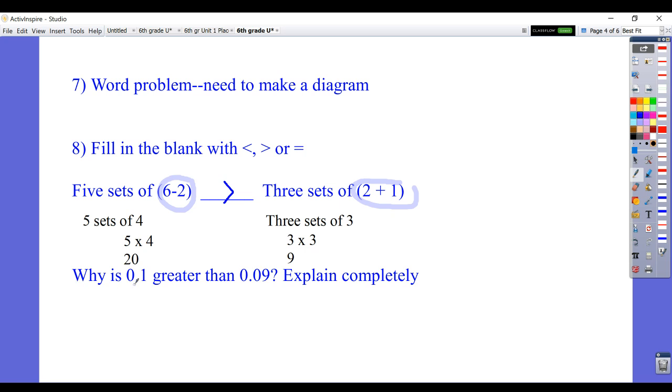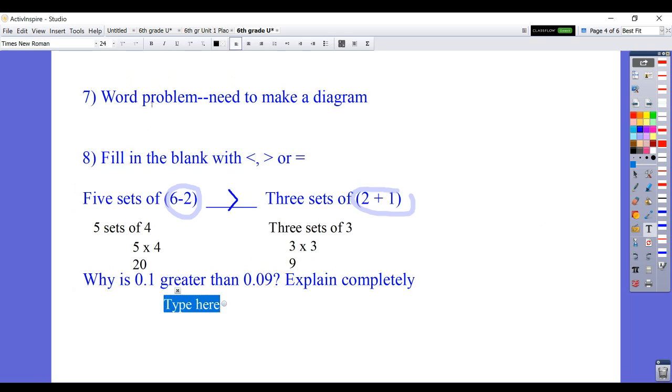Then they want to know, also on the test, why is 1/10 greater than 9/100? Explain completely. Again, my suggestion here would be to start by adding a non-essential zero, because I think it makes more sense and helps you explain it as well. So we know that 1/10 is equal to 10/100. In other words, you can add an extra non-essential zero. And we know that 10/100 is greater than 9/100. So that would be enough to explain it.